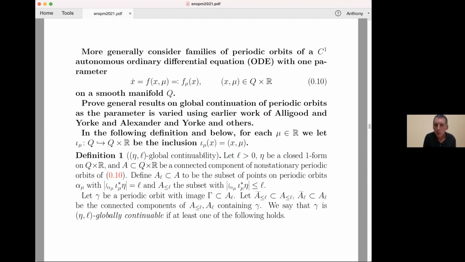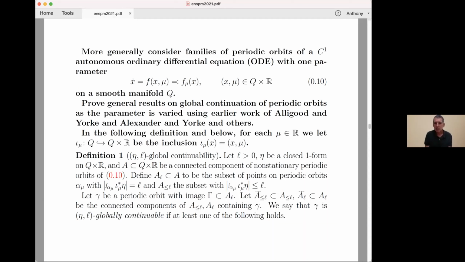For each mu, so for the bifurcation parameter, let's take an inclusion, i_mu, which takes Q into Q cross R. So i_mu is just (x, mu). And then the definition of eta-L global continuity is as follows. For L greater than 0, eta a closed form on Q cross R, and A a connected component of the non-stationary periodic orbits of the equation. So basically, you'd like a set of periodic orbits, like a kind of dense set.